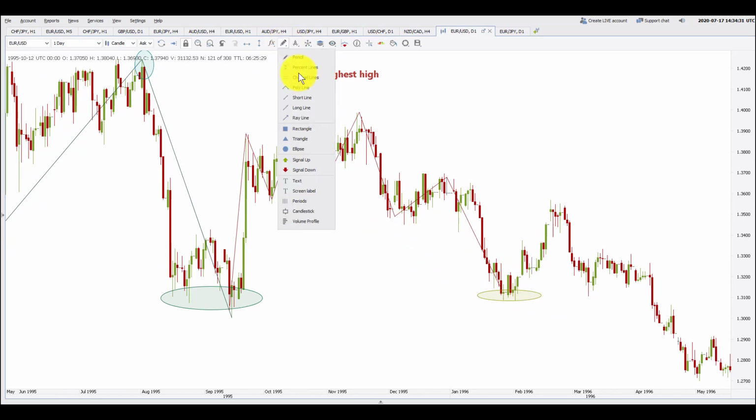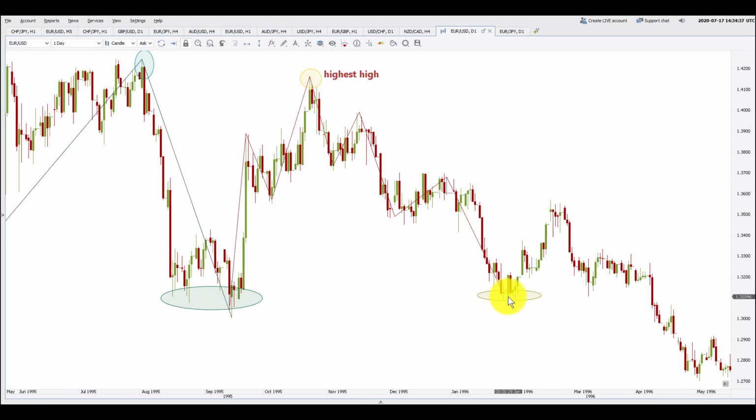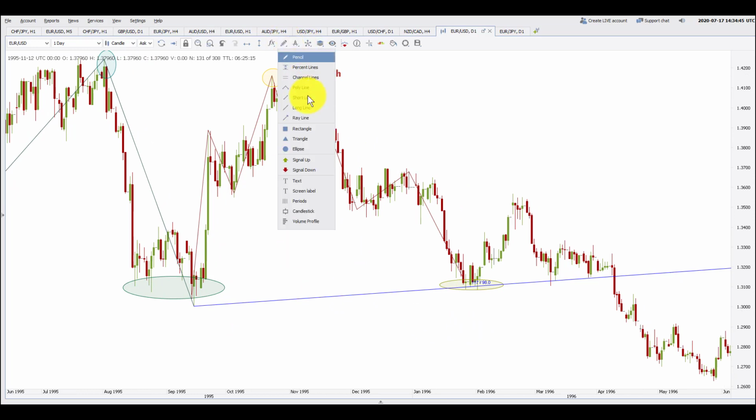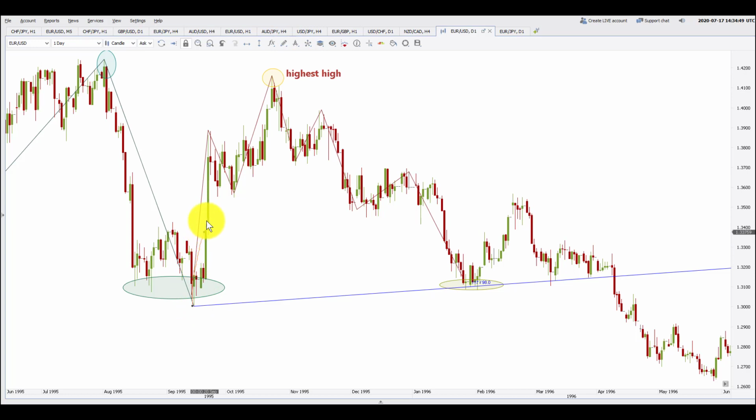Now if we have to make a neckline, then how are we going to make a neckline? We are going to use a ray line. We will keep it here and join this low here. Fair enough. So we have made a neckline, but where is our cup? Friends, our cup is this one. Okay, and where is the handle? Now the next advance from here, this one forms the handle.